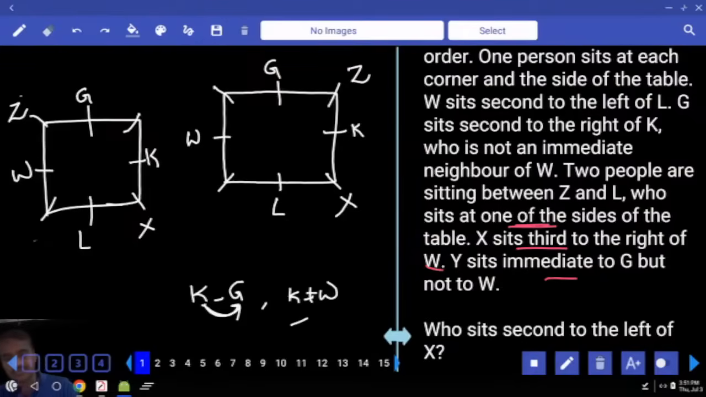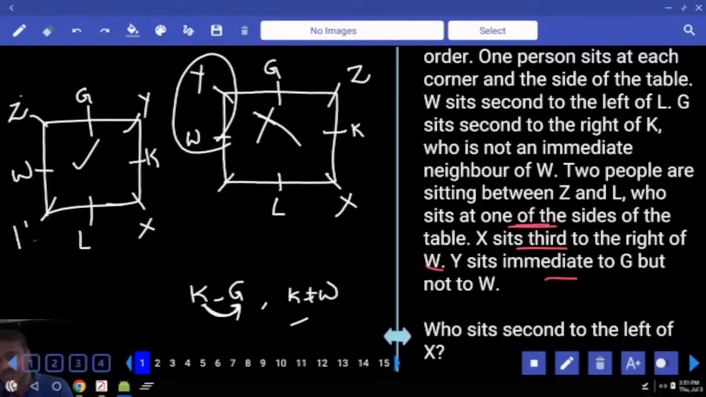Y sits immediate to Z, and Y and G are adjacent to each other. Here again, Y is immediate to Z, but not to W. In this one, Y and W are adjacent to each other, hence this case is ruled out. Finally, we are left with this one. And who is the person left? H. Done.